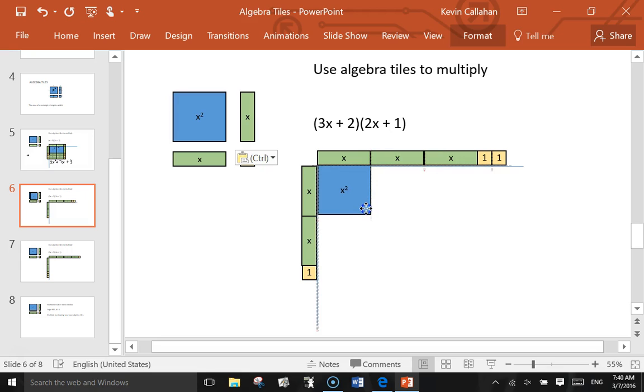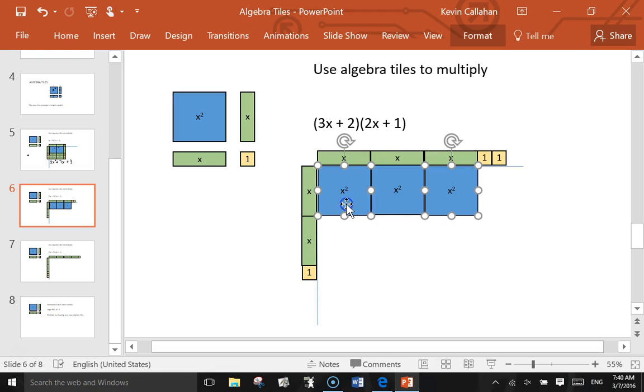Right? Do you see why that has to be an x squared? Because it's x on each side. And this one has to be an x squared because it's x on the top and x to the left. And this one has to be an x squared. And then underneath I need 1, 2, 3 more x squareds. So let me do this.